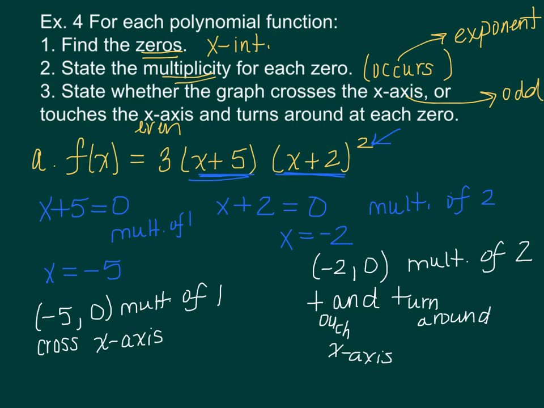And those of you all who are visual, I'm going to actually show you what this means as far as graphing. I'm typing it in my graphing calculator. So at -5, 0, it would actually cross it. And then at -2, 0, it's going to do what we call touch and turn around. So that's how that graph will look.